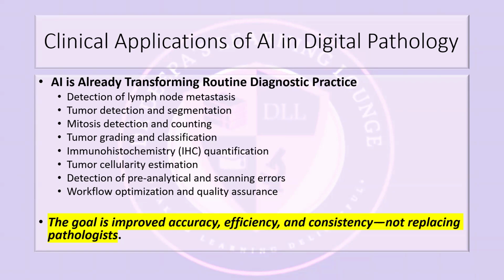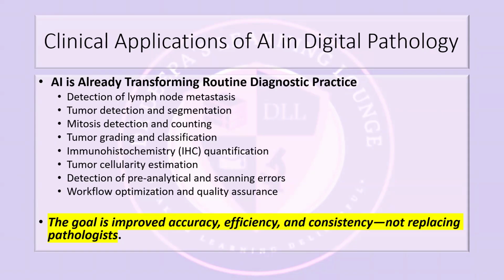Then one more very important thing where we all have a problem is tumor cellularity estimation. Estimating the percentage of viable tumor is essential for molecular tests. So AI will provide an objective estimate that can improve consistency and reduce sampling errors. That is another area where AI will help.